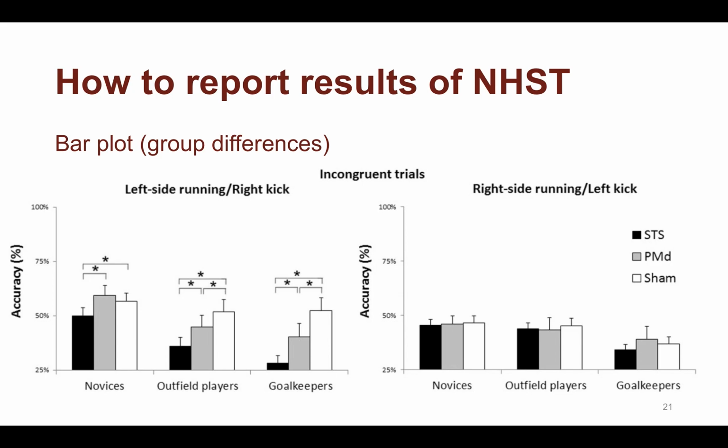Graphically, you might see in articles that the author will give bar plots to show the averages of the different experimental conditions, different groups of people. So we have soccer players here. We have novice soccer players, outfield players, and goalkeepers, and they're looking at differences in response accuracy on some cognitive test under different conditions of brain stimulation.